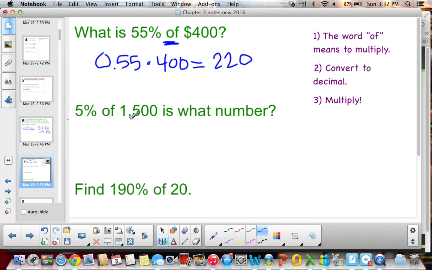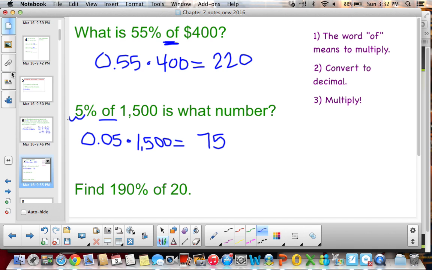5% of 1,500 is what number? So again, we're basically finding what is 5% of 1,500. So we're going to change this to a decimal. We have to move it over 2. We have to remember to add that 0. So 5% is the same as 5 hundredths, 0.05 times 1,500. So 0.05 times 1,500 equals 75.